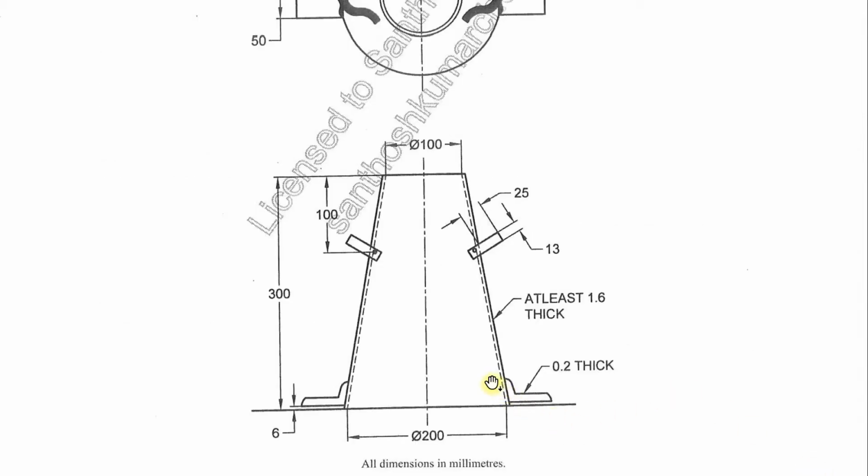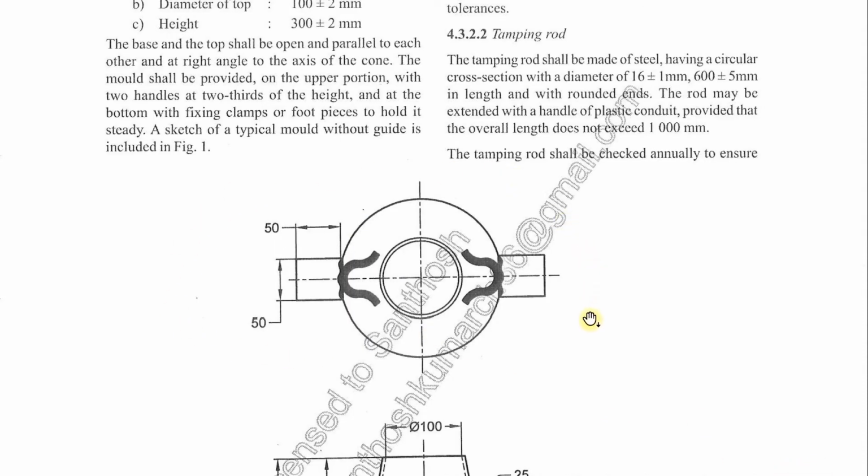As you can see here, this is the slump cone mold. The top diameter will be 100 mm, and the allowable tolerance is 100 plus or minus 2 mm, and the bottom diameter will be 200 mm, with plus or minus 2 mm tolerance. The height of the slump cone mold is 300 mm, and for this the tolerance is also plus or minus 2 mm. And this is 1.6 mm thick, and this is 0.2 mm thick, and these are the dimensions for the handle. This is the top view of the slump cone.